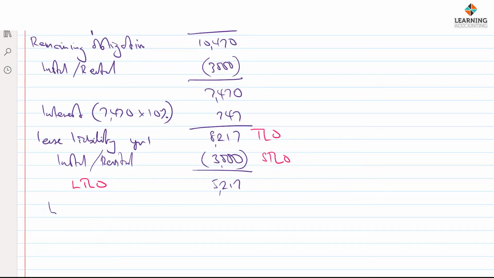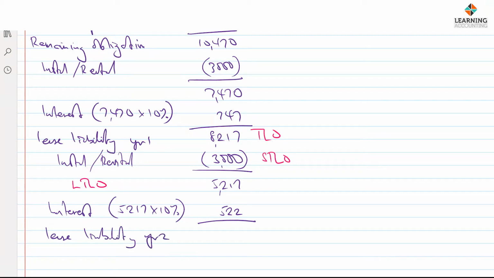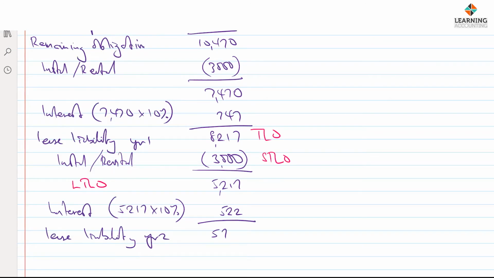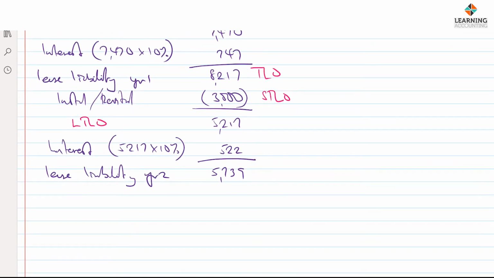Then we would have to calculate interest again, since we're already accounting for year 2, and we have 5,217 multiplied by 10%, and that gives you 522 approximately, and this will give us again lease liability at the end of year 2. Sum that up. We have 5217 plus 522, which is 5739. Okay, so again, the same thing is applicable.